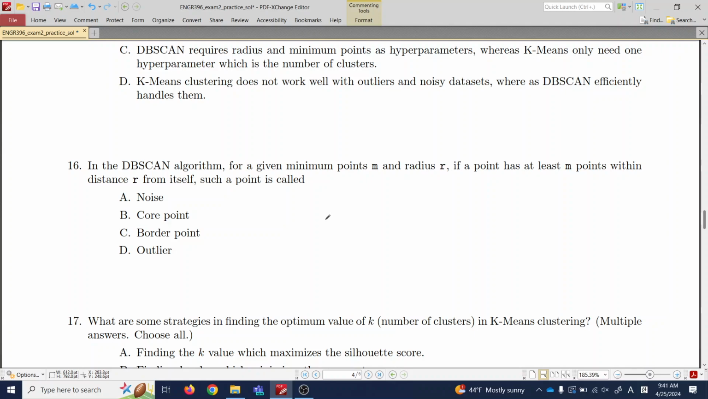Okay, in the DBSCAN algorithm, for given minimum points m and radius r, if a point has at least m points within distance r from itself, such a point is called a core point. So DBSCAN works by identifying, for each point, the number of neighbors inside a radius r. If you have sufficiently many points, above this number m, then you call that a core point.